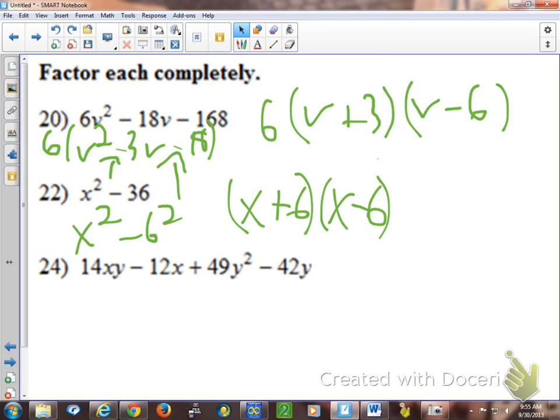Actually, yes, I will. I'll put those formulas on the board Wednesday. 24. Grouping. If it's 4 terms, it's pretty much always going to be grouping.